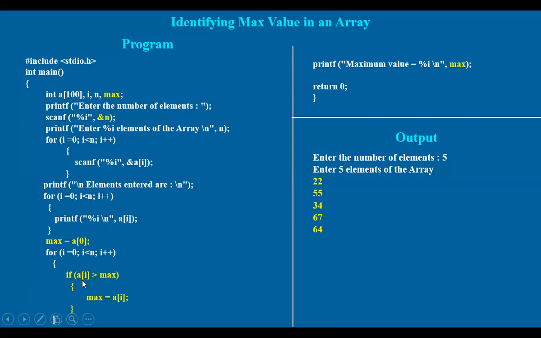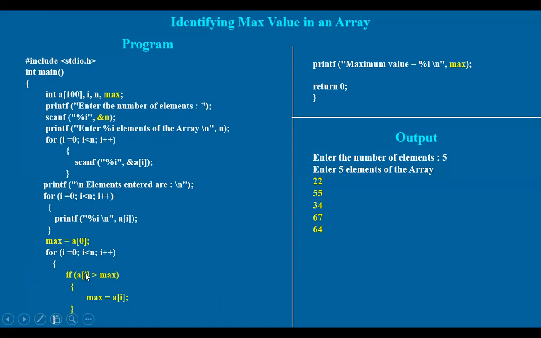Next, A2. If A2 is greater than 55, right? A2 is 34. But 34 is not greater than 55. So nothing happens in this. Next, it comes to another one, A3. It compares A3. A3 is 67, right? So 67 is greater than 55. So what happens? The maximum value will be replaced now and is assigned with 67. So max is now 67.